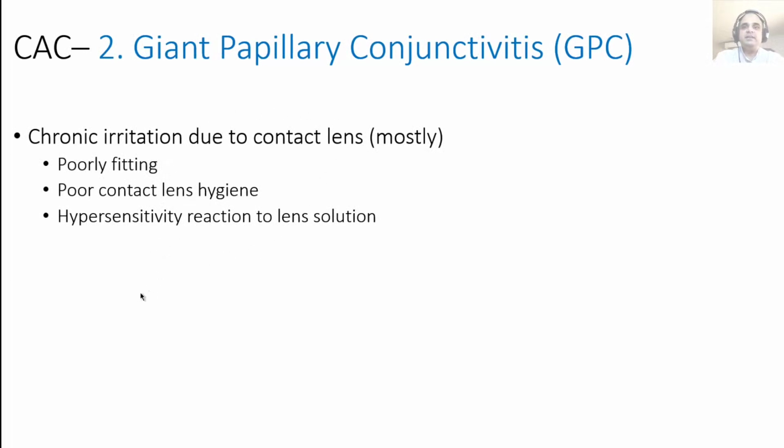Now we talk about the second type of chronic allergic conjunctivitis, which is giant papillary conjunctivitis. And this is a type of conjunctivitis that is because of chronic irritation to the eye. That is mostly because of an ill-fitting contact lens or a poorly maintained contact lens or hypersensitivity to contact lens solution, which is being constantly kept. There are other causes, for example, a prosthetic eye or an artificial eye, or implants within the orbit. We'll talk about implants when we do ocular trauma, and sutures also, because they're all foreign bodies.